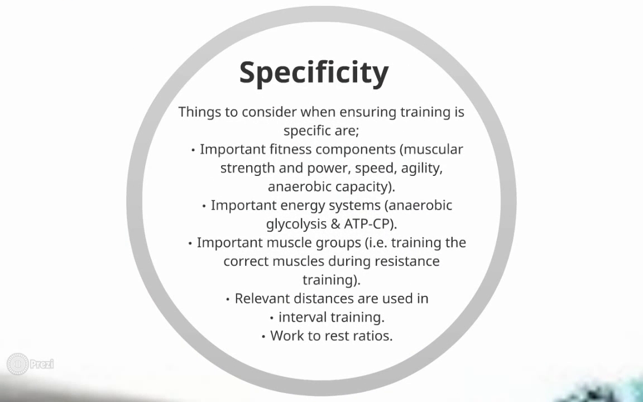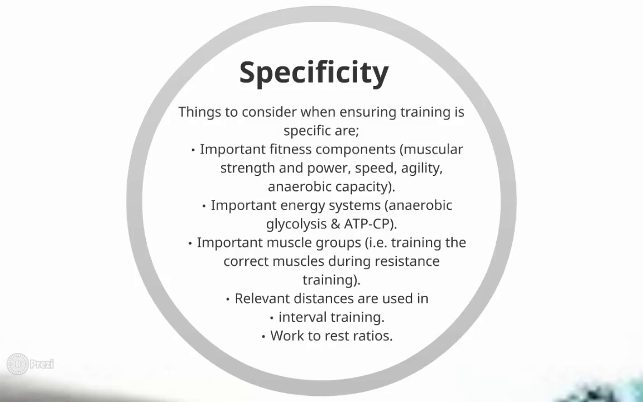And again, specificity here. Things to consider to ensure specificity. Again, important fitness components, so muscular strength and power, speed, agility, anaerobic capacity, the energy systems, anaerobic glycolysis and the ATP-CP system. Important muscle groups. The example here would be making sure that you're training correct muscles during resistance training. So for argument's sake, a sprinter would probably spend more time working on strength and power in the legs, in the lower extremities, rather than in the upper body, although they would still be working on upper body to maintain some balance and power through the drive phase of running.